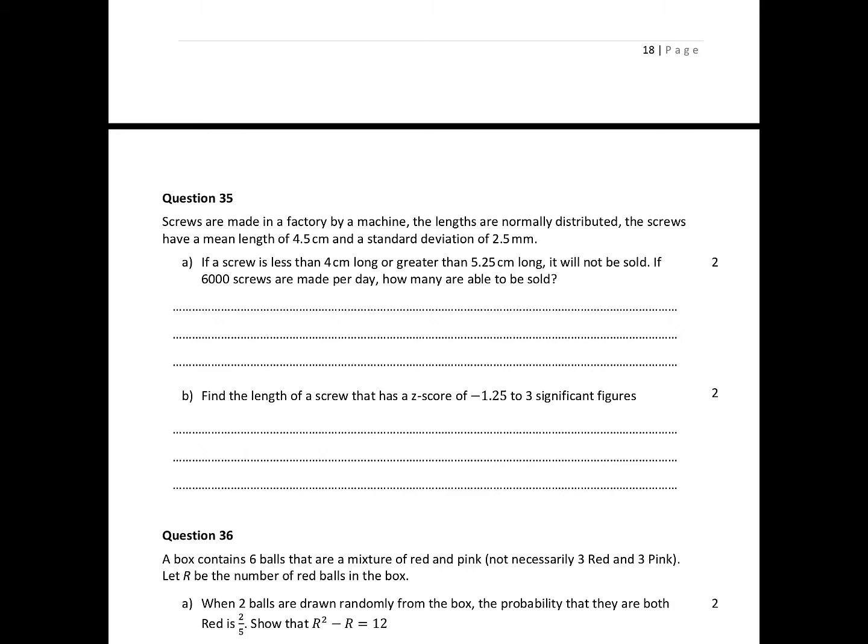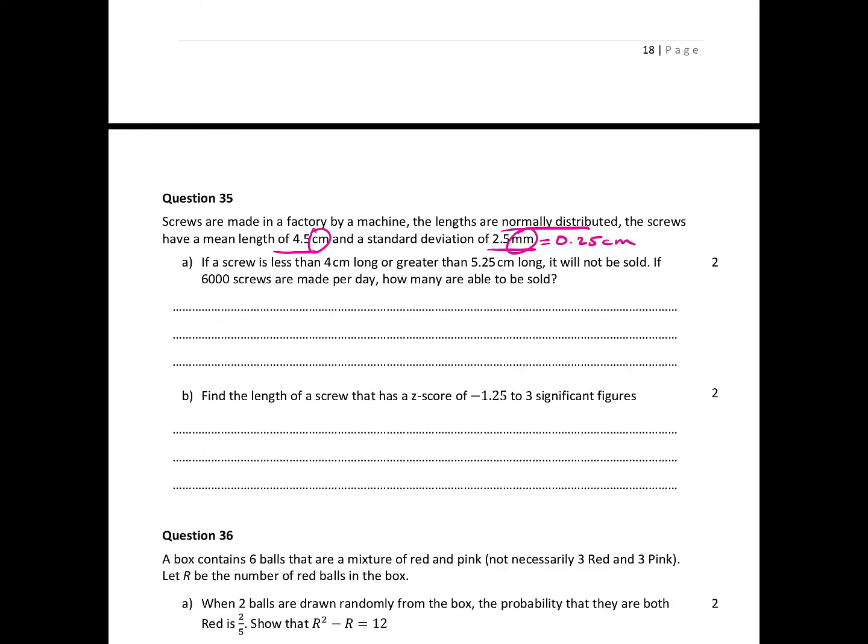Alright, question 25. Screws are made in a factory by a machine. The lengths are normally distributed. The screws have a mean length of 4.5 centimeters and a standard deviation of 2.5 millimeters. Okay, there they go, straight away throwing us off. It may not seem like a throw off now, but maybe when you start drawing your normal distribution table, it could throw you off. We've got centimeters and millimeters, so just be careful. So this is the same as 0.25 centimeters.